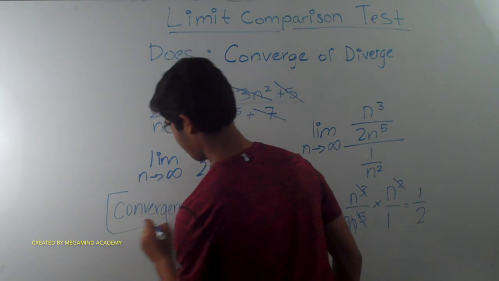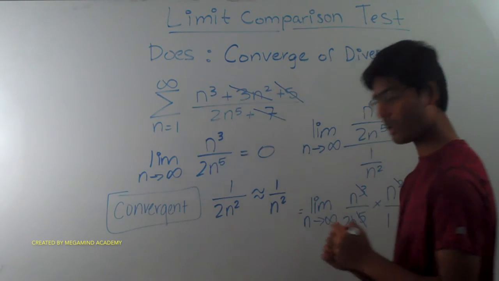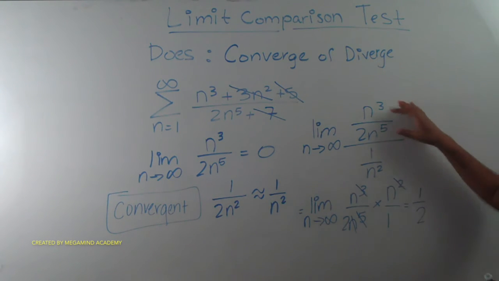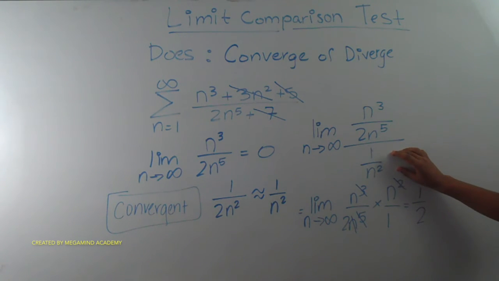That's one thing to keep in mind: when we figure out what other function we want to divide by, we have to make sure that this is a function we know. Is it divergent or convergent? We have to know whether this series is convergent or divergent.